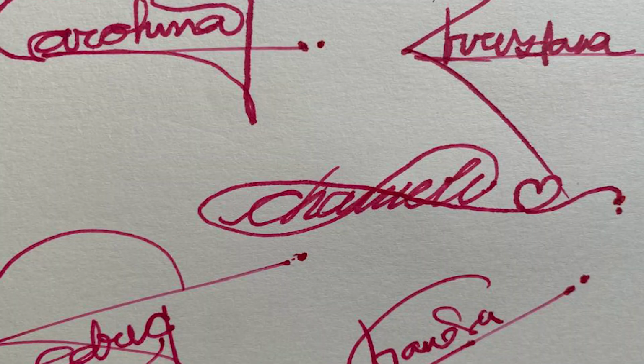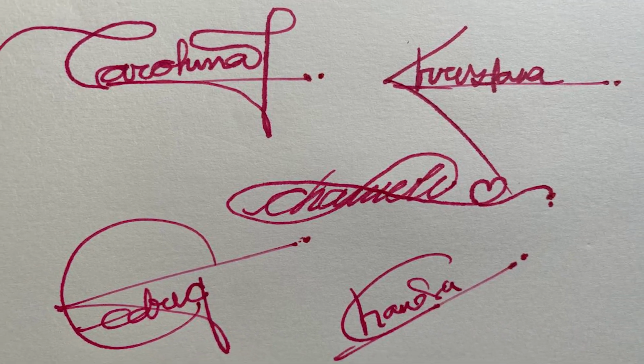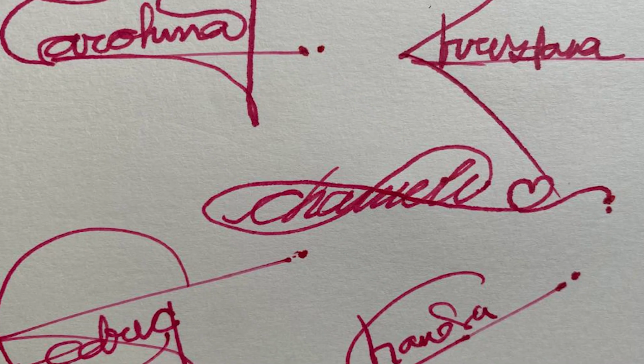So we created 5 different signature styles today with the letter C: Carolina, Christiana, Chedric, Chandra and Chameli.